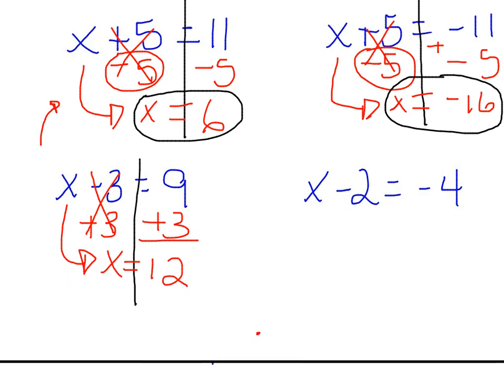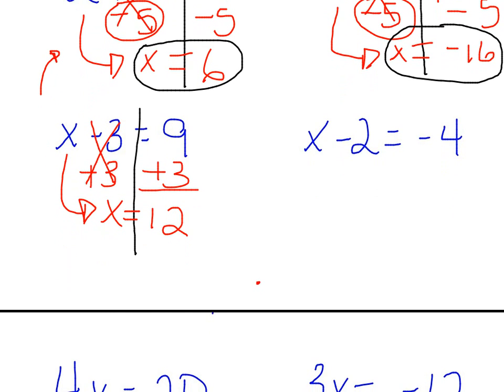Okay, so let's look at it with x minus 2 equals negative 4. Again, I'm going to draw my line down the middle to show my two sides. I want to get the x alone, so I've got to get rid of that minus 2. Get rid of my minus 2 by doing the opposite and saying plus 2, which would cancel out to be 0, leaves us with our x all by itself.